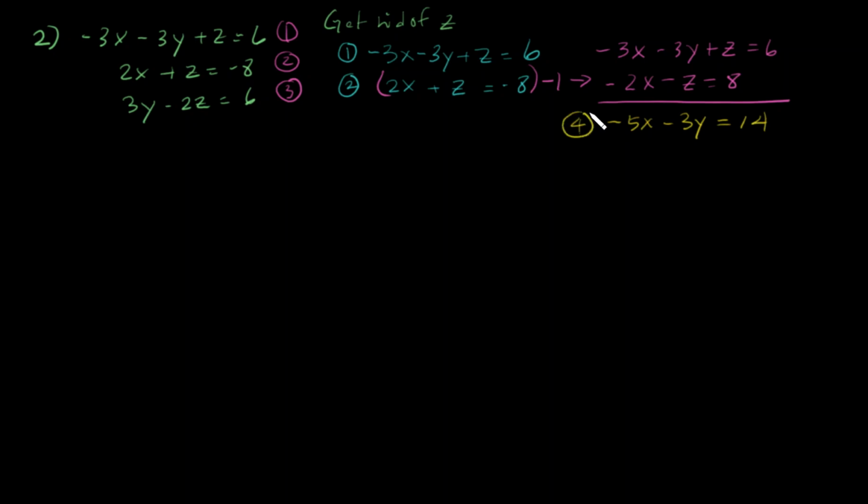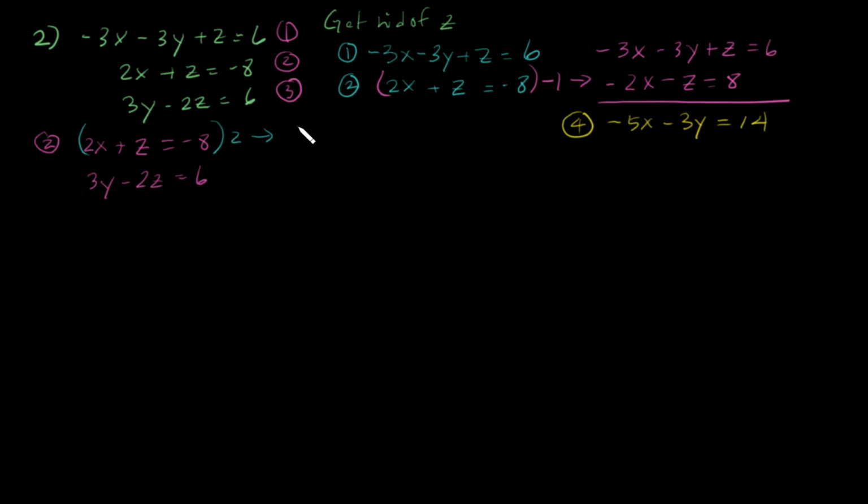Now we need to put another two equations together. So let's go ahead and put 2, which is 2x plus z equaling a negative 8, and 3, which is 3y minus 2z equaling 6. Okay, to eliminate z, the coefficients have to be the same. The signs are different, that's great. Okay, but let's go ahead and multiply that first equation by 2.